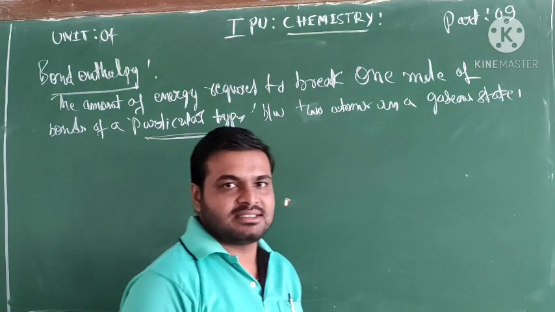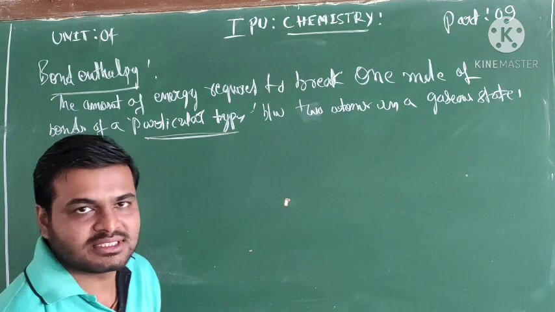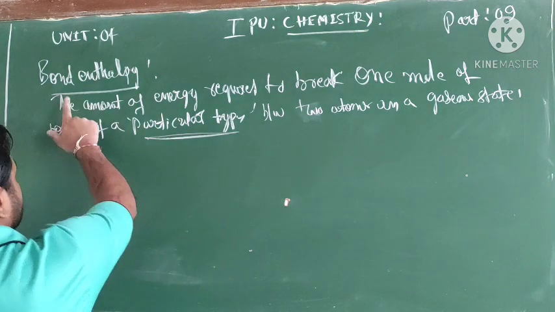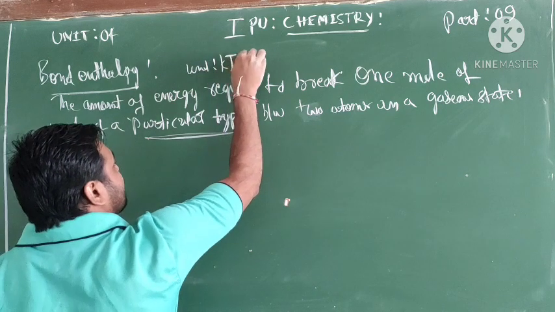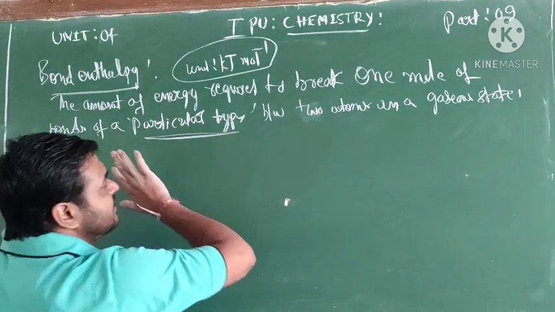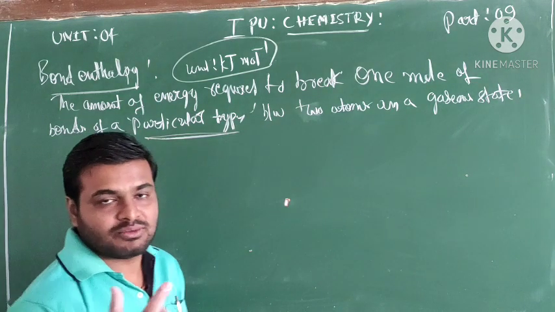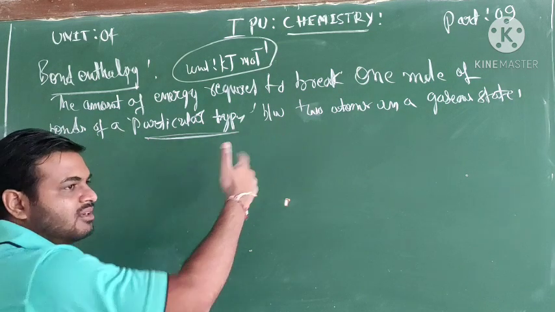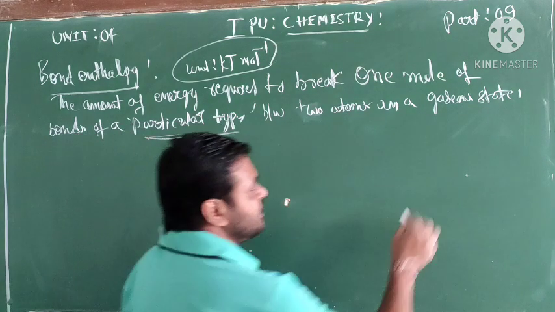What does particular type mean? It means a single bond type of covalent bond, or either double bonds or triple bonds. This is called a particular type of bond. So bond enthalpy has the unit kilojoules per mole. The definition is the amount of energy required to break 1 mole of bonds, to get 1 mole of atoms, of a particular type, either single bond, double bond or multiple bonds, between the two atoms in a gaseous state.